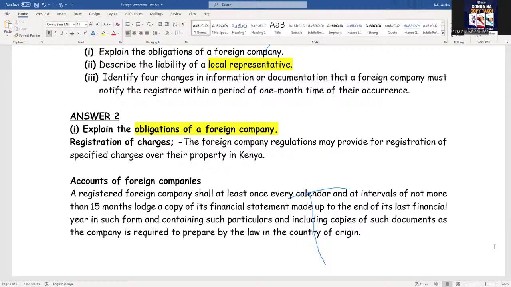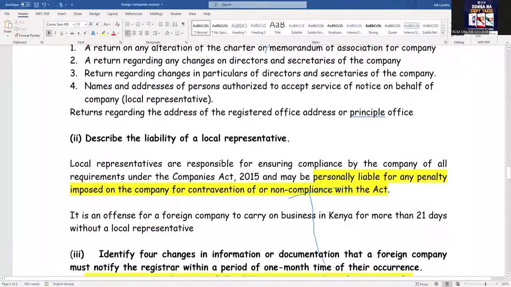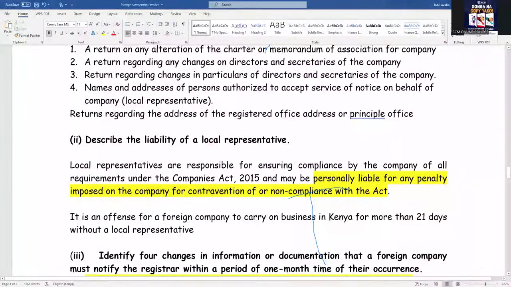He's under liability, for example, if the foreign company breaches the relevant regulations or statutory requirements under the Companies Act regarding how foreign companies are supposed to operate. If the company breaches that, then the person will end up being responsible. It will be the local representative. They are responsible for ensuring compliance by the company with the Companies Act, and may be personally liable for any penalty imposed on the company for contravention or non-compliance with the Act.